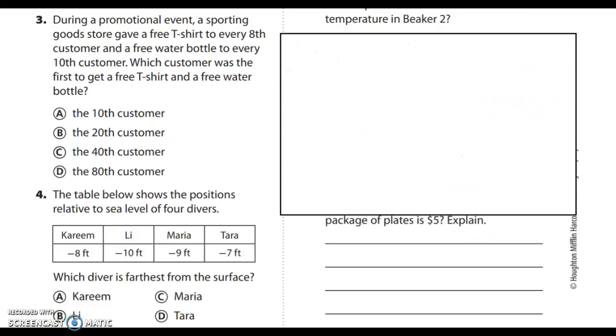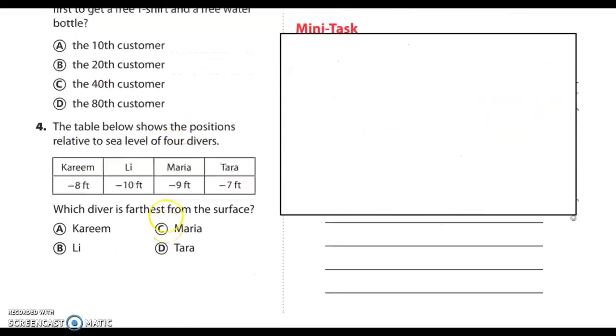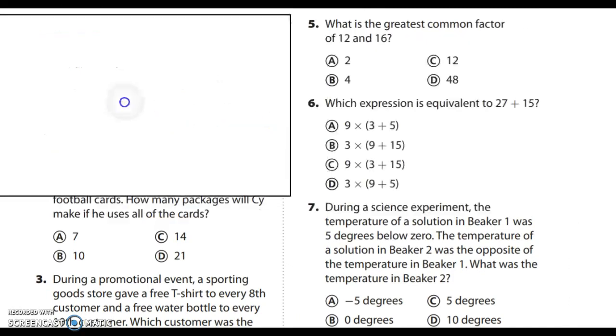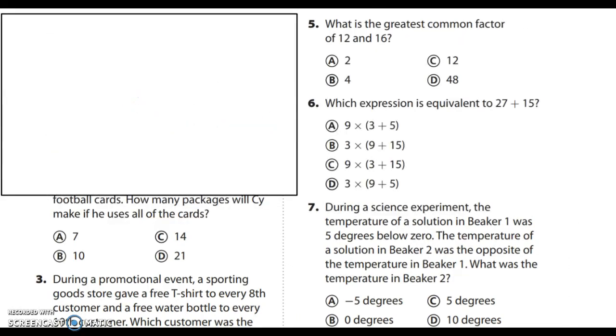All right, let's move on. We will go up to the top of the next page. We're on number 5. I'll move my whiteboard over here. Number 5, what is the greatest common factor of 12 and 16?